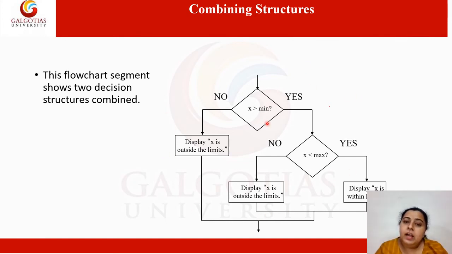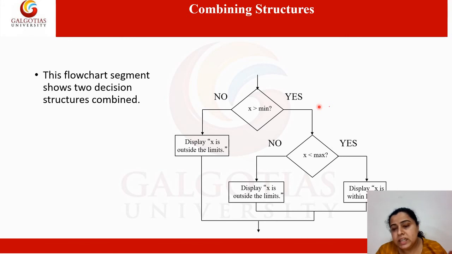Let's say I'm seeing whether x is between 10 and 20 or not. If it is below 10, I need to write outside limits. If it's above 20, I need to write outside limits. If it's between 10 to 20, we are fine with it. We need it that x is in limits. So we are checking over here, x is greater than minimum. No, then we display x is outside the limit. If yes, then we need to check whether x is less than maximum or not.